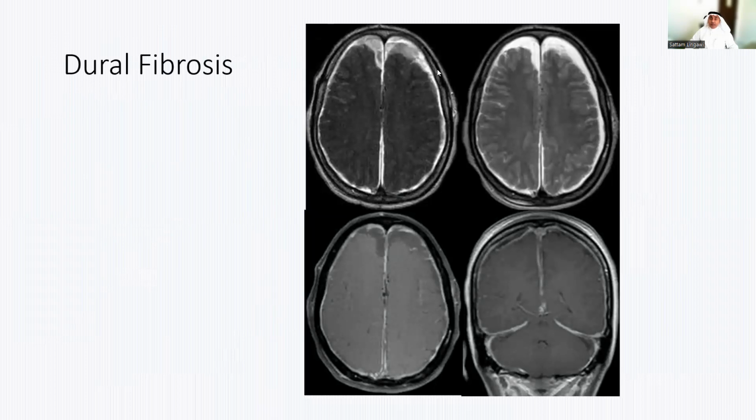One of the long-term consequences of intracranial hypotension, with the chronic congestion of the dura and chronic distension of the dural sinuses, is dural fibrosis, which gives you the classic appearance of pachymeningeal enhancement.